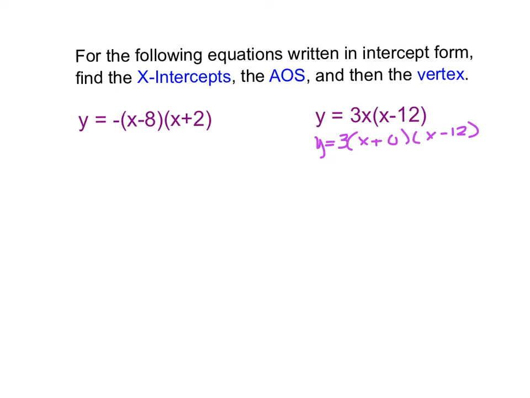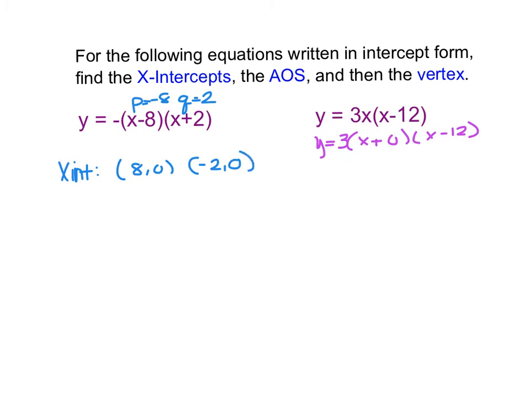So to start off each of these, let's find our x-intercepts. The x-intercepts of this first one are the opposite of p and q. So p is -8, q is 2. So we have x-intercepts at (8, 0) and (-2, 0). So those are my x-intercept points.